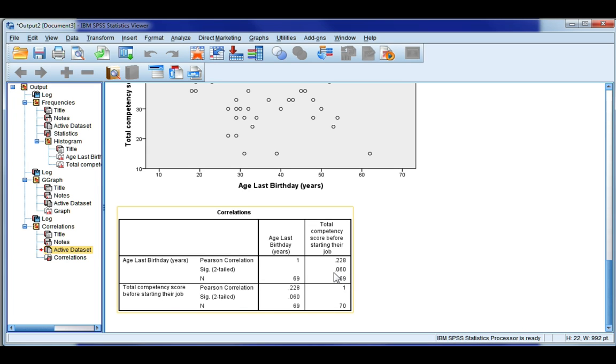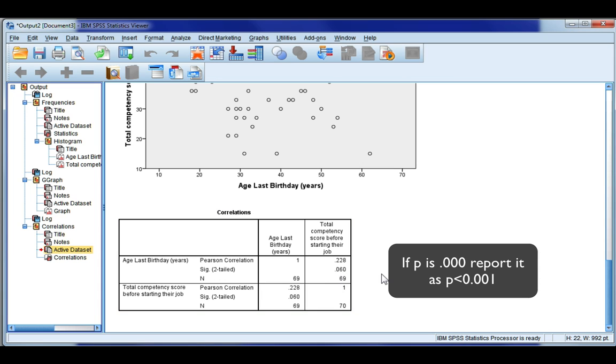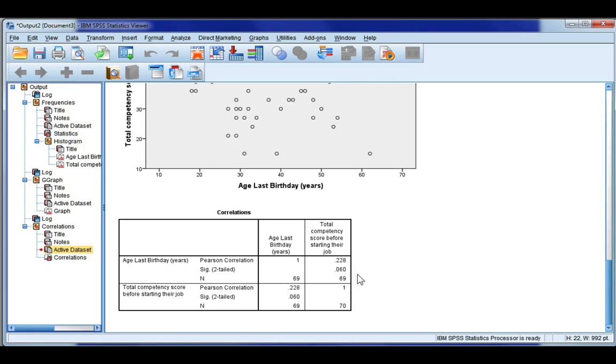Now, a common thing that happens that kind of throws students off is that you'll get a p-value that says 0.000. All that means is your p-value is very small, but it never equals 0. So never report that as p equals 0. And if you want to see an interpretation of a significant correlation, have a look at the video for interpreting a Spearman's R correlation.